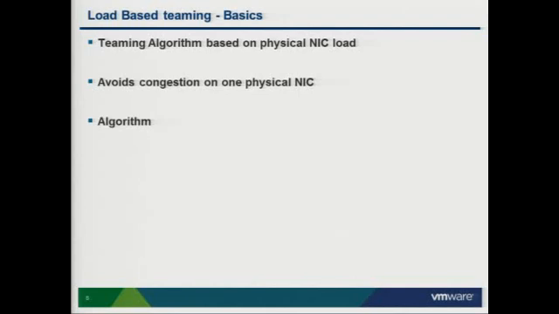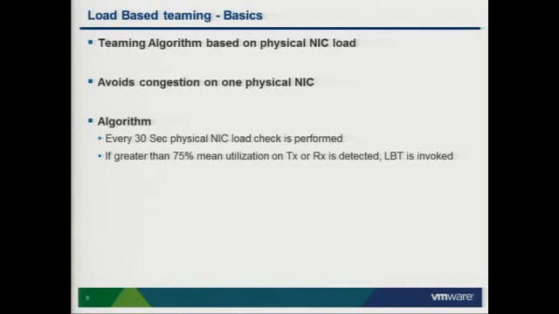So what is the algorithm for the LBT? Every 30 seconds, physical NIC load is checked, which is to find out the utilization of each network interface card in that teaming. So if you have two NICs in that team, those NICs are checked for the utilization of their bandwidth, and if greater than 75% utilization on TX or RX.